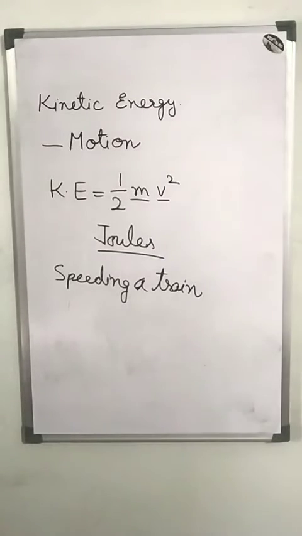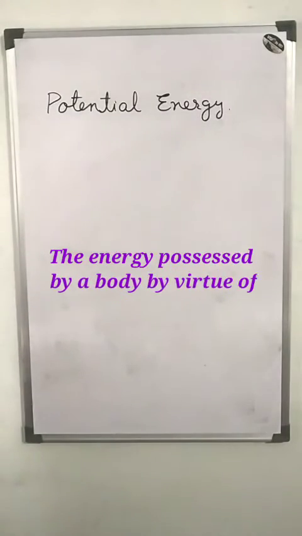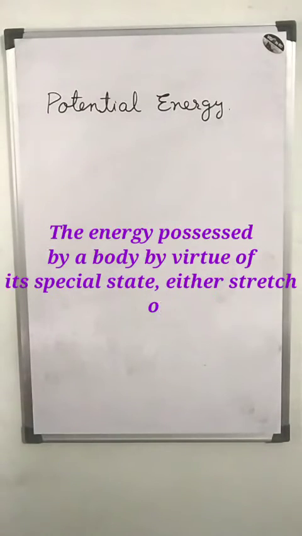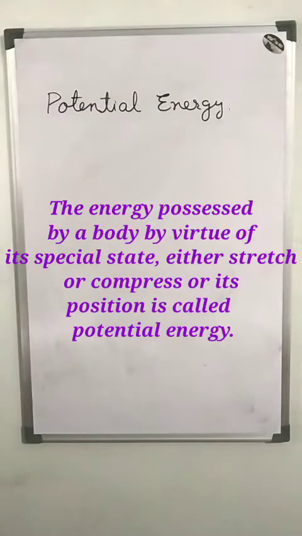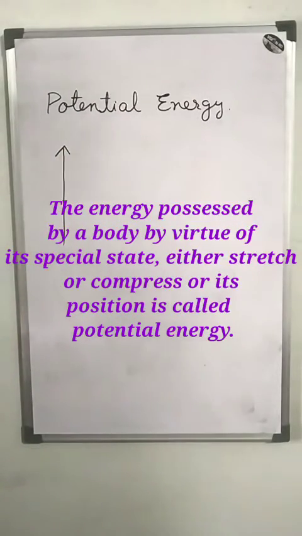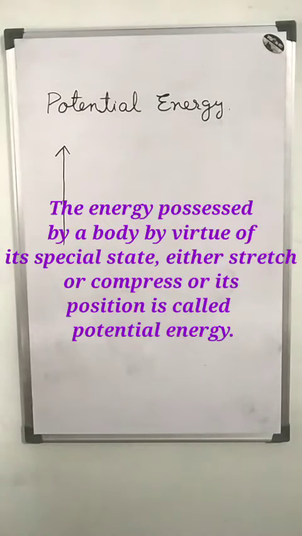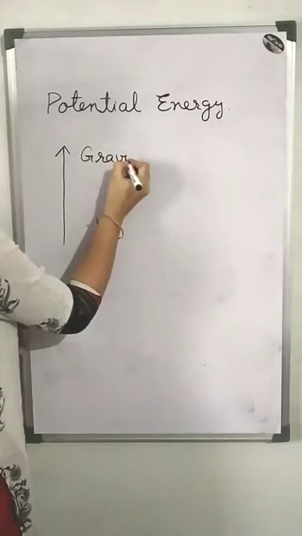And we have one more type of energy, that is called potential energy. Potential energy is possessed by a body by virtue of its state, either stretched or compressed, or its position. Suppose a body is raised to a certain height. The potential energy acquired by the body is called gravitational potential energy.